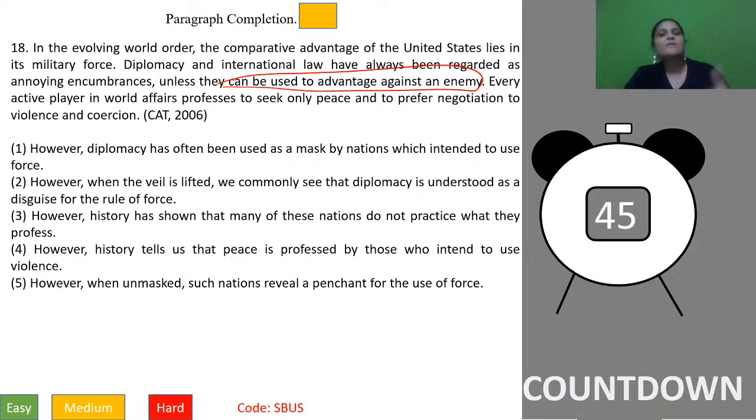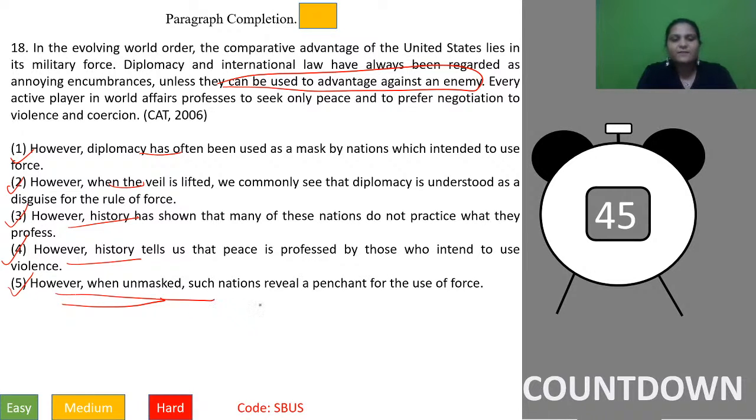And in fact, that is why the United States has a very high comparative advantage, because it has a huge military force, a very powerful military force. Now, having said that, look at the 4 or 5 options that we have here. All of them talk about lifting the veil on the hypocrisy of the nations involved. That is fine. When unmasked, history tells us blah blah blah blah blah blah, veil is lifted. That is fine.